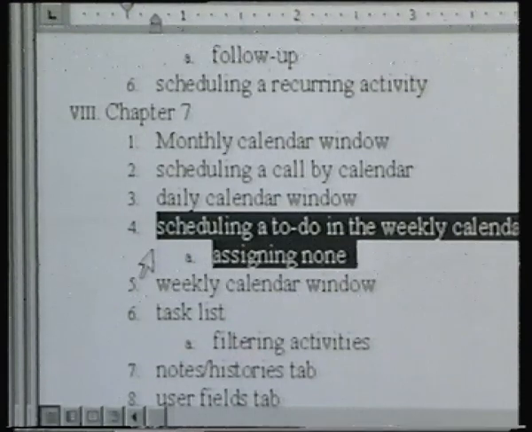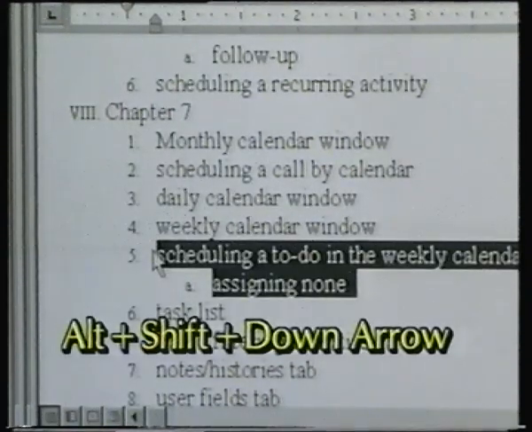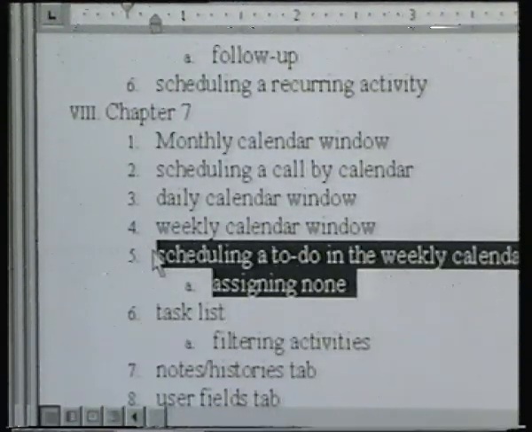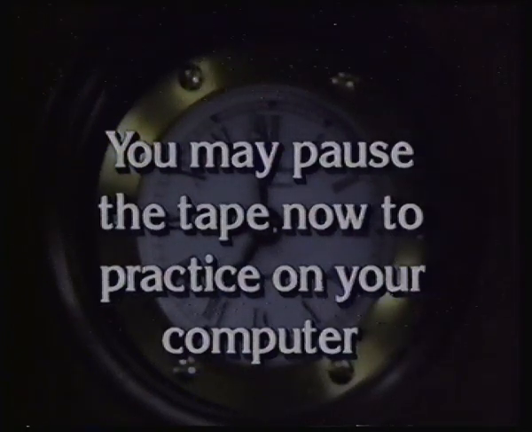This moves item 5's contents to item 4. The contents for item 4 are now item 5. With the item still selected, we press Alt, Shift, and the down arrow key to move it down. The item returns to 5. You may pause the tape now.